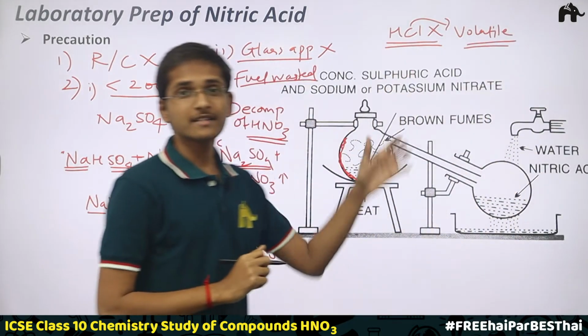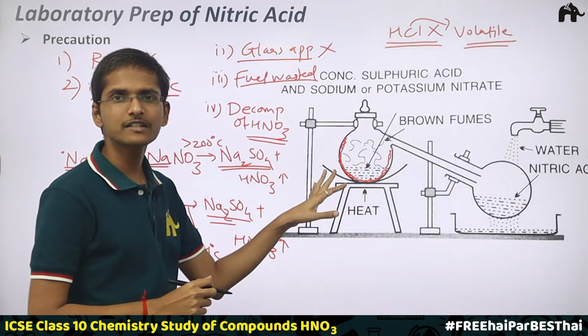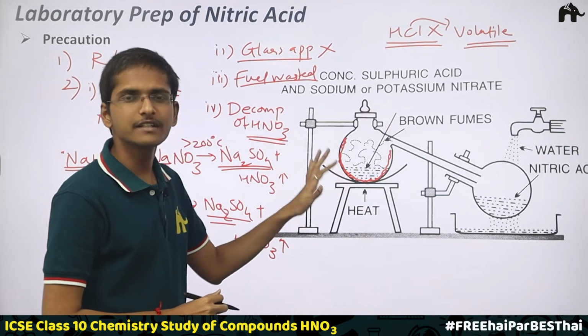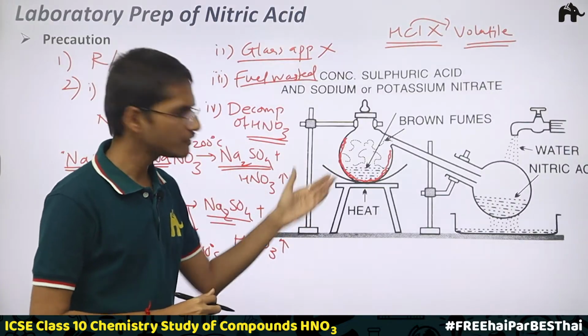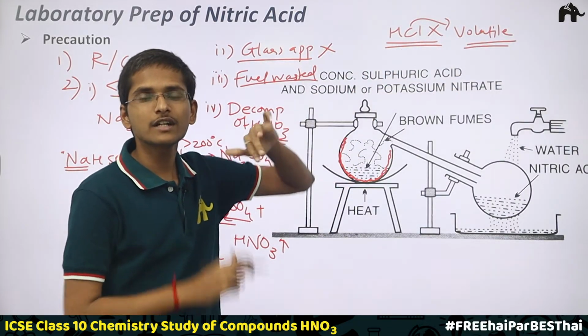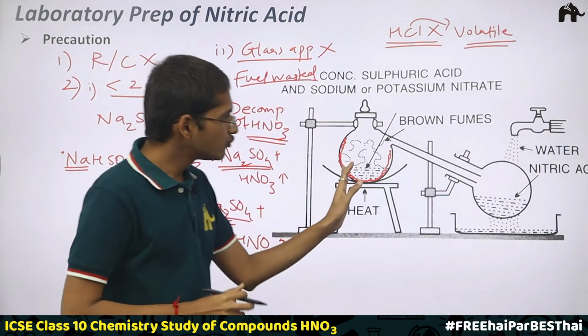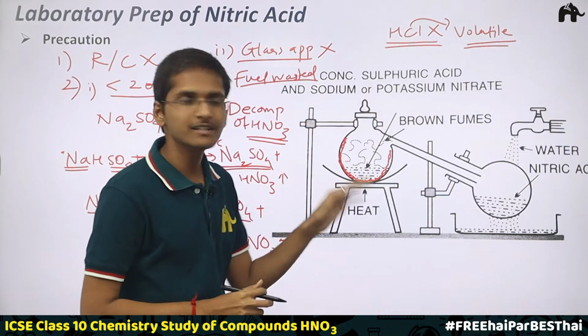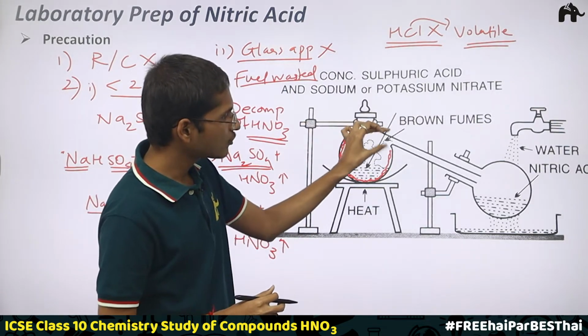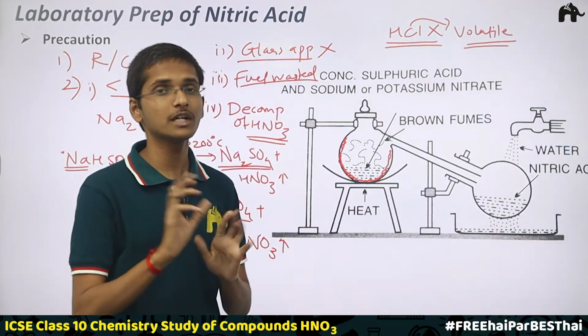Since hydrochloric acid is volatile, what would happen when it reacts with nitric acid? When we start heating, our hydrochloric acid, since it is volatile, would start getting converted into vapors, and it would move along with the nitric acid. So nitric acid vapors and hydrochloric acid vapors would be mixed, and we won't get purely nitric acid here. That would be a great problem for us.